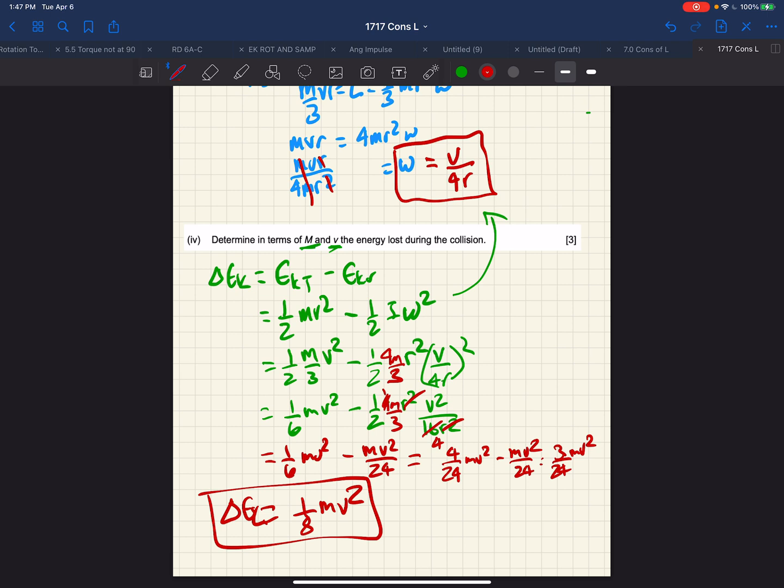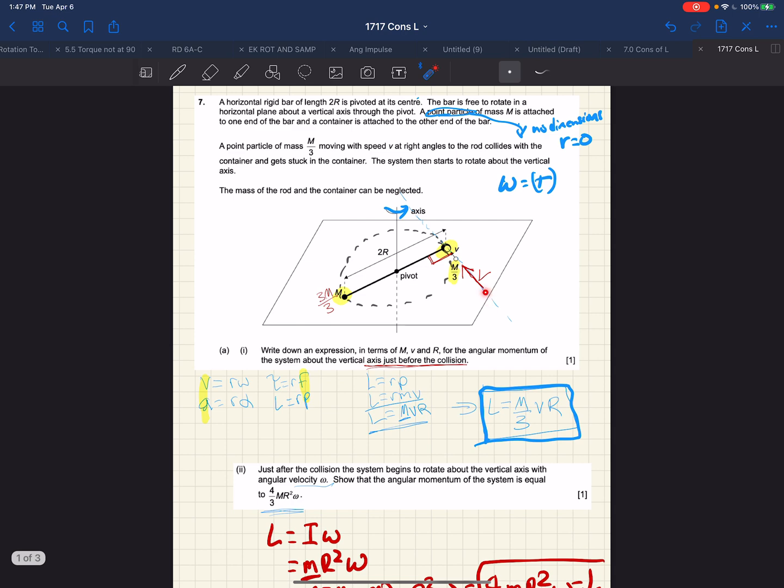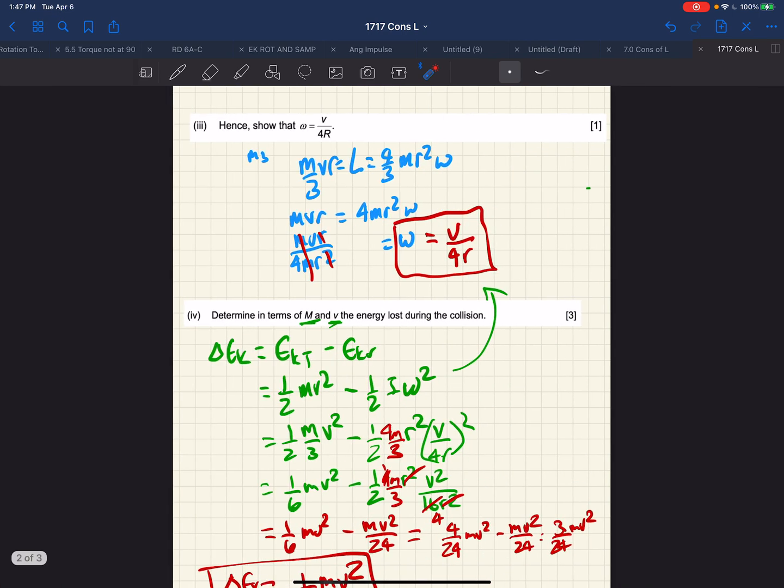The variables are a little bit different, but the concept is the same and relates exactly to the translational situation. We have linear momentum. We have a sticky collision, so energy is lost. What is that change in kinetic energy? And it's a matter of solving through.